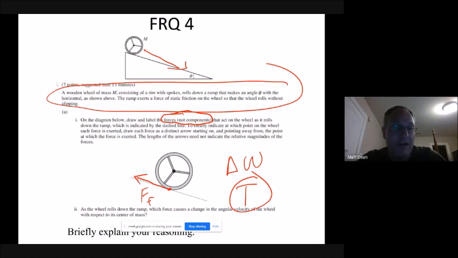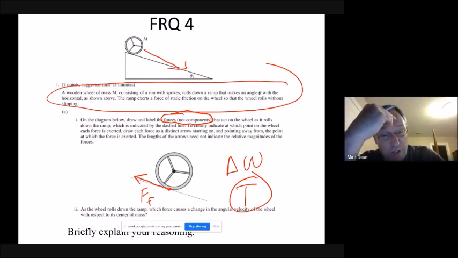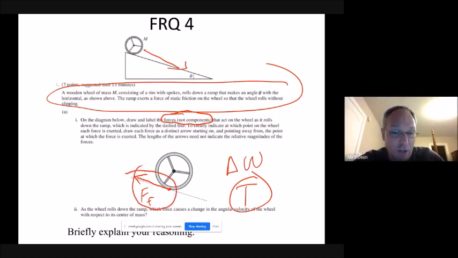Now, you might have gotten through some circular logic. You might have said, well, there's a gravitational force. A component of that pushes down on the plane. Well, the reaction force to that is a normal force. And because there's a normal force, there's a frictional force. You might have talked your way through that. But the easiest answer to this question was just to say the frictional force.